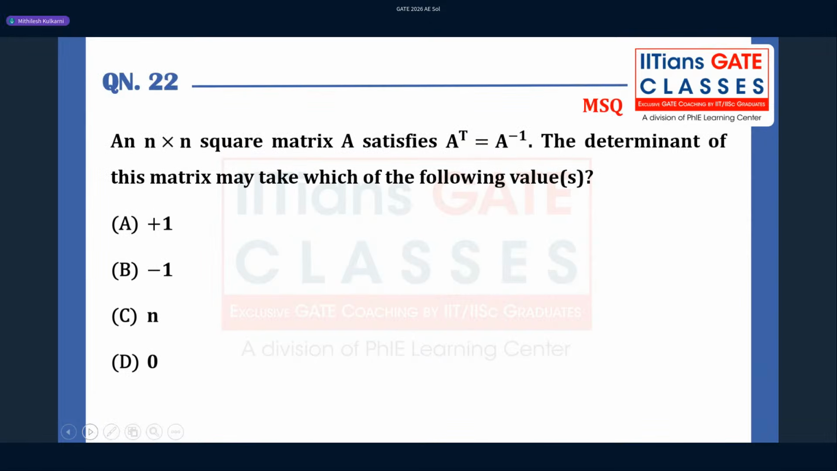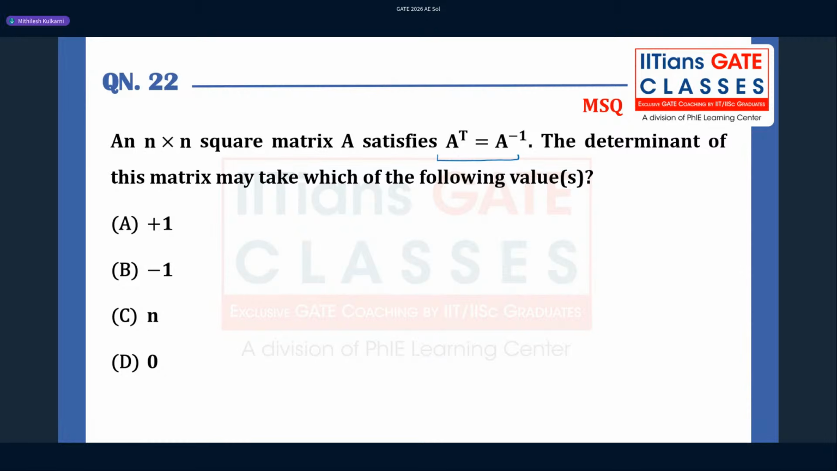Another question. This is again for 1 mark. We have a matrix A, which is n cross n, and that matrix satisfies this equation, that is A transpose is equal to A inverse. Then the determinant of this matrix may take which of the following values? So this is a square matrix and A transpose is equal to A inverse is given.